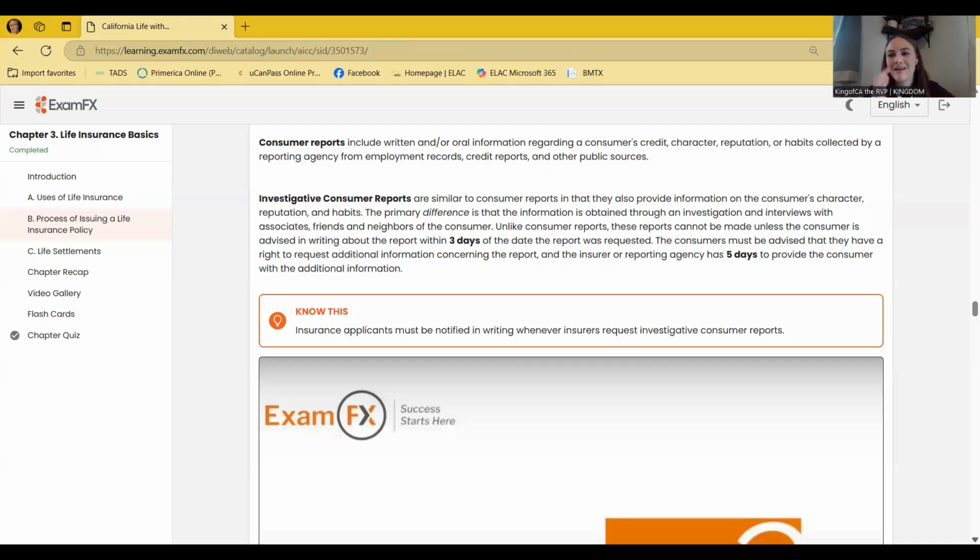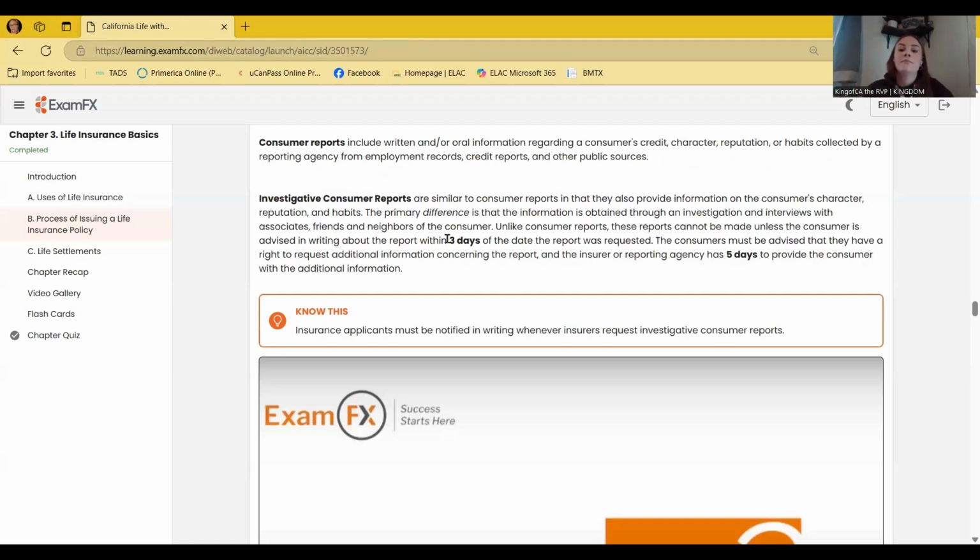Now, with these investigative consumer reports, because they are so much more in depth, there's some requirements for the person that's going to run it. Unlike consumer reports, these reports cannot be made unless the consumer is advised in writing of the report within 3 days of the date the report was requested. So once these people request this report, they need to notify the client within 3 days. They will notify them in writing.